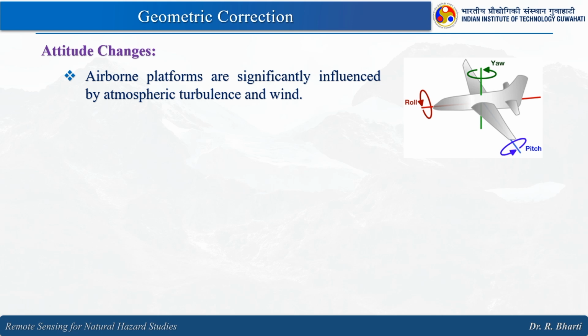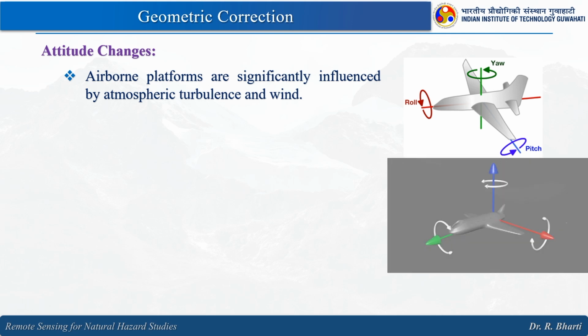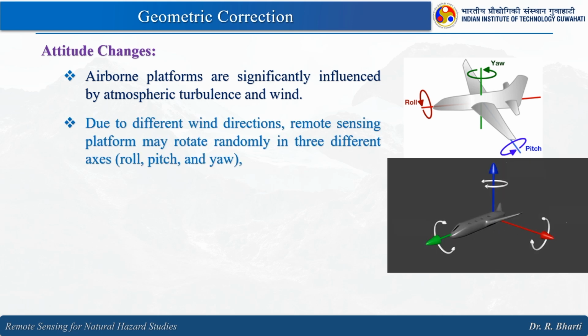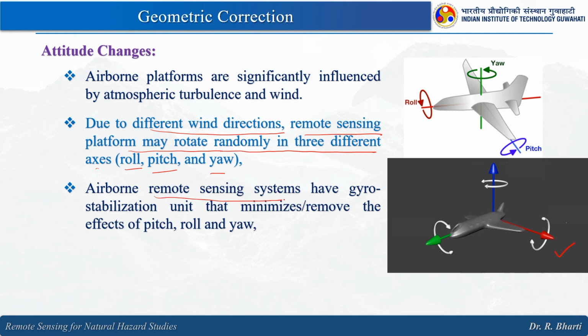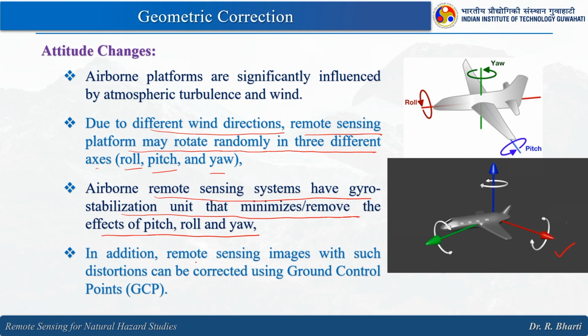There will be a change in the altitude of the sensor, and that will lead to a change in the pixel size. Due to different wind directions, the remote sensing platform may rotate randomly in 3 different axes, which are roll, pitch and yaw, which is represented here. Airborne remote sensing systems have a gyro stabilization unit that minimizes or removes the effects of pitch, roll and yaw, right? In addition, remote sensing images with such distortion can be corrected using ground control points.